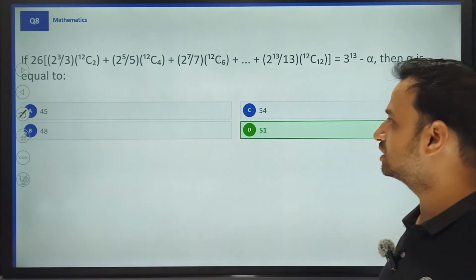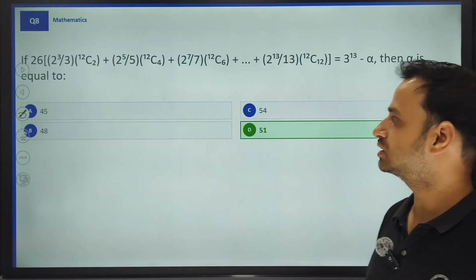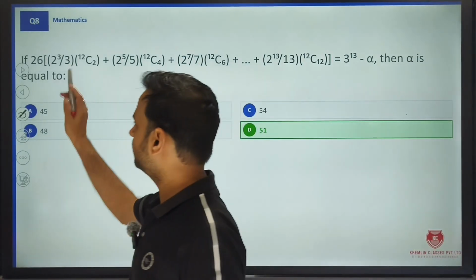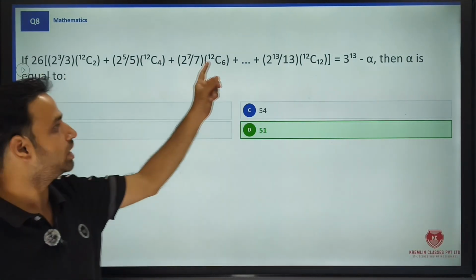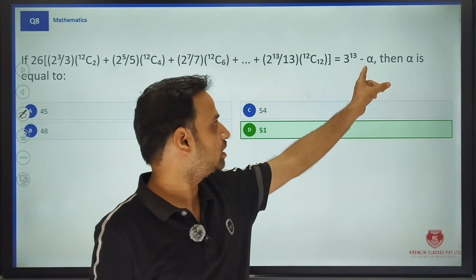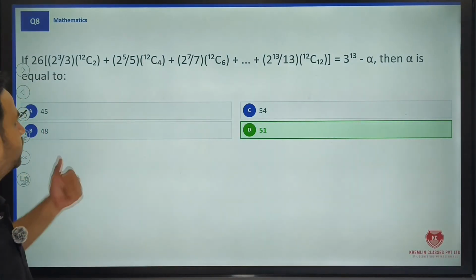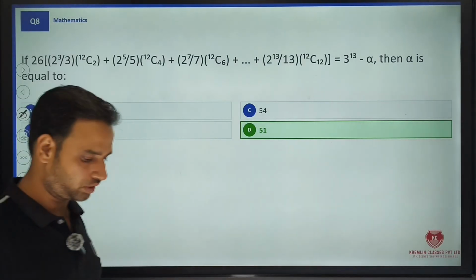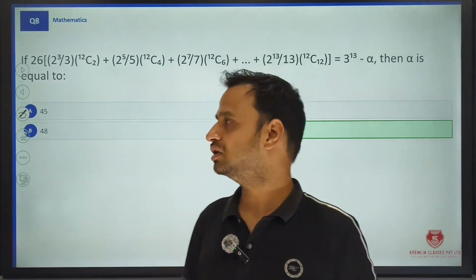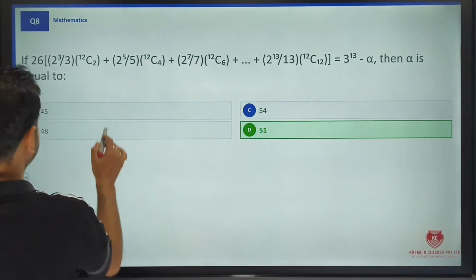Okay, we are going to the next question, that is 26. 2 power 3. Yeah, this is a pattern again. 3 power 13 minus alpha is the sum, and we have to find the value of alpha. So first of all, we have to write the general term. Can we write the general term? Yeah, definitely we can write the general term.